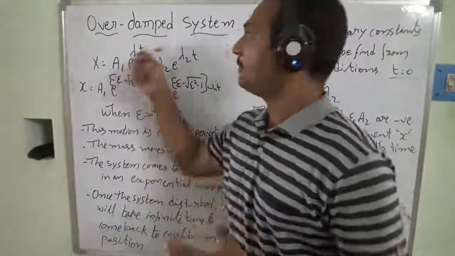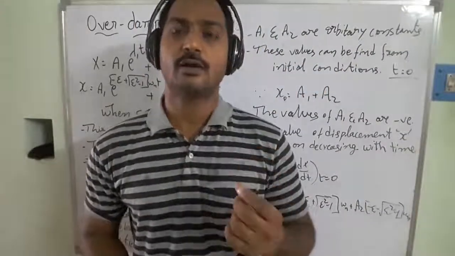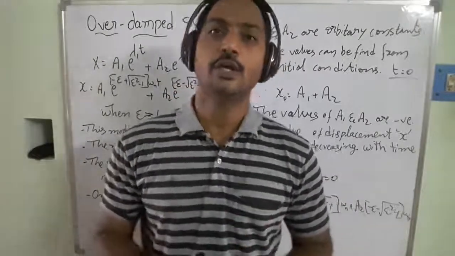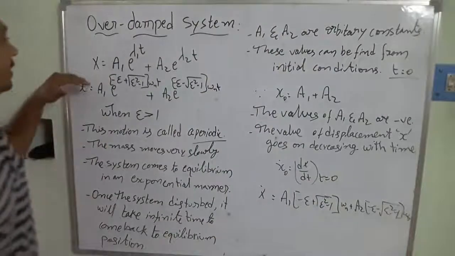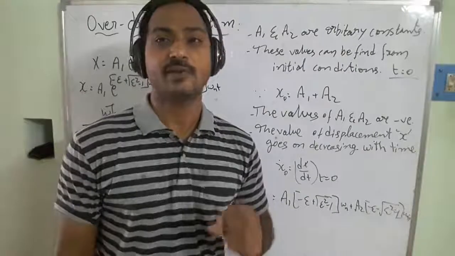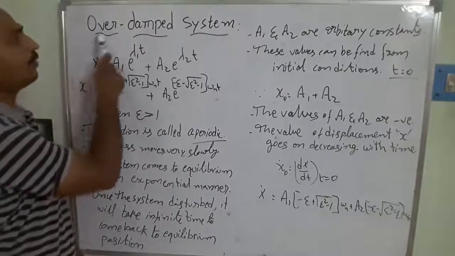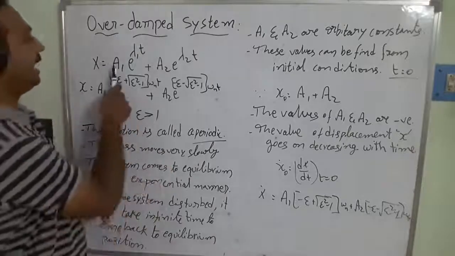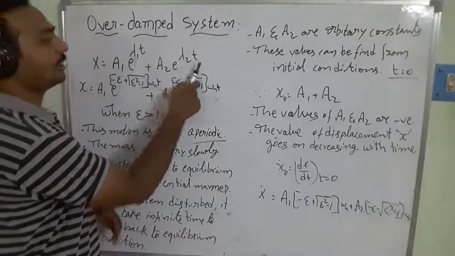For this over-damped system, we have already derived the equation of motion for the free damped system. In that equation we define the displacement of the system, substitute it into the equation of motion, and then calculate the damped natural frequency of that particular system. So for the over-damped system, x is the displacement of the vibrating system, and x equals a1 e to the power of lambda 1 t plus a2 e to the power of lambda 2 t.